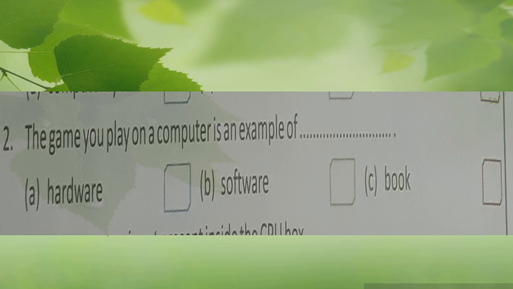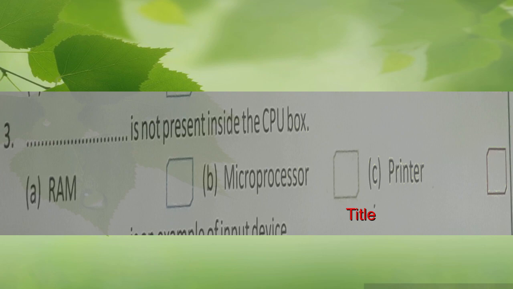Second question, the game you play on a computer is an example of dash. Game we play on a computer. Is it a hardware? No, we cannot touch games. So it is not a hardware. Is it a book? It's not a book. Then the answer is software. So put a tick mark on that small box near to software and also copy down the right answer in this question also.